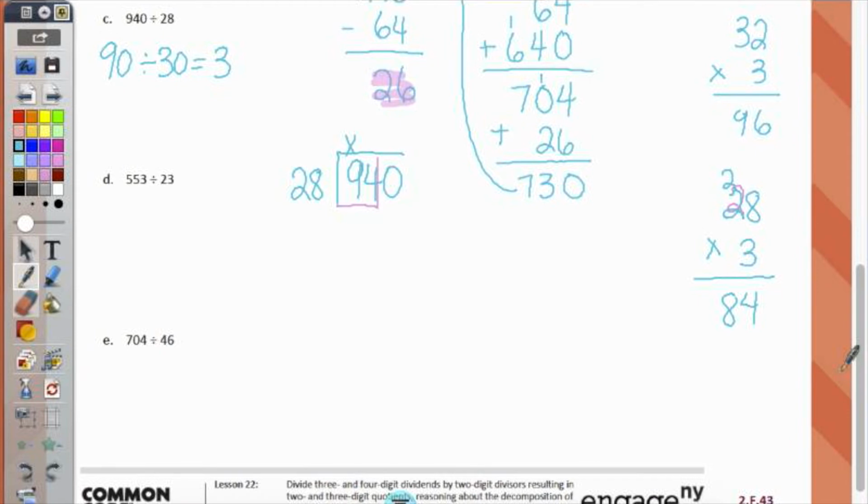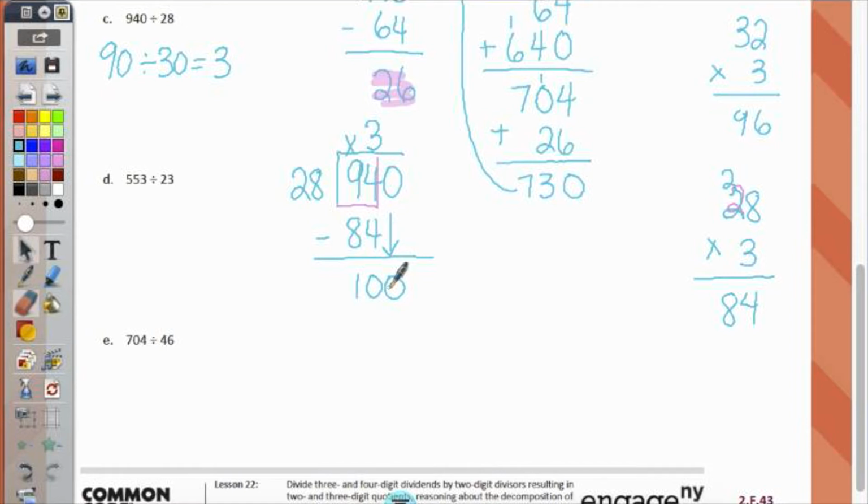So I'm going to try a 3. Actually, I did try a 3. And it's 84. Are you ahead of me now? What did I get? Is 10 less than 28? Yes. So bring down my 0.